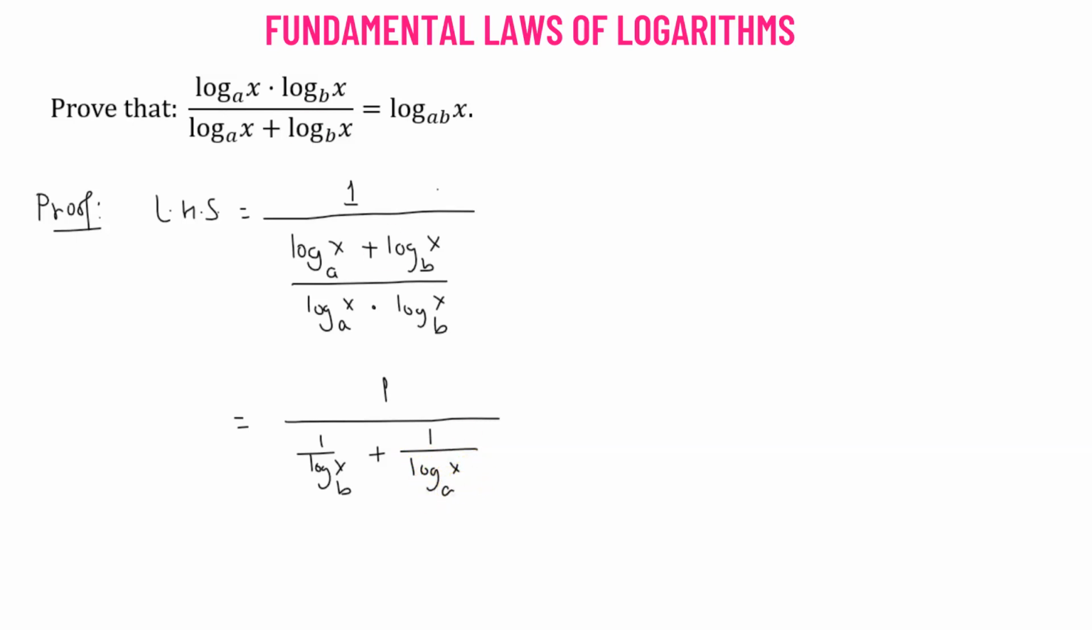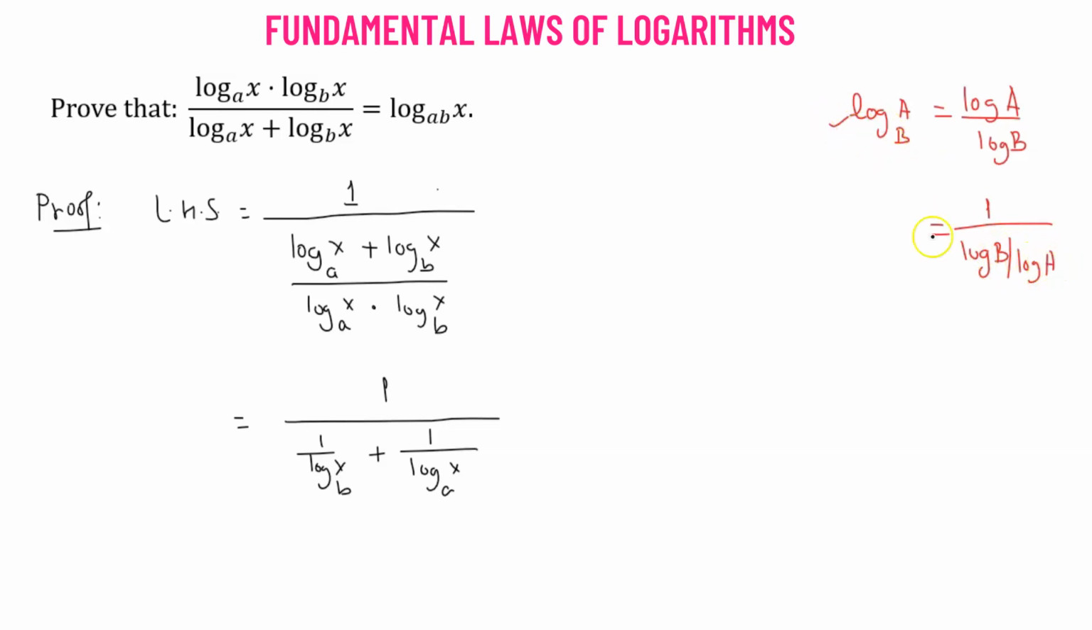Here we will use a property. That means if we have log of a with the base of b, this will be equal to log of a divided by log of b. And if we take its reciprocal, we have 1 divided by log of b divided by log of a.